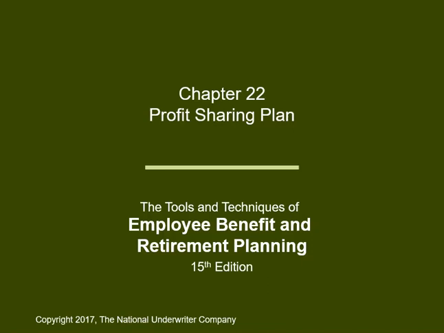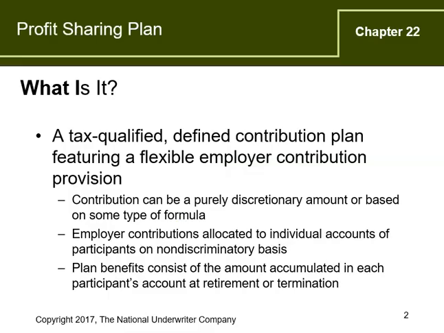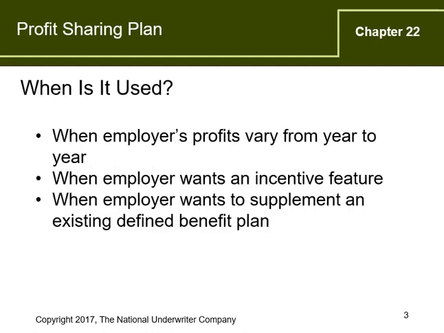Chapter 22, Profit Sharing Plan. What is it? A tax-qualified, defined contribution plan featuring a flexible employer contribution provision. Contribution can be a purely discretionary amount or based on some type of formula. Employer contributions are allocated to individual accounts of participants on a non-discriminatory basis. Plan benefits consist of the amount accumulated in each participant's account at retirement or termination.